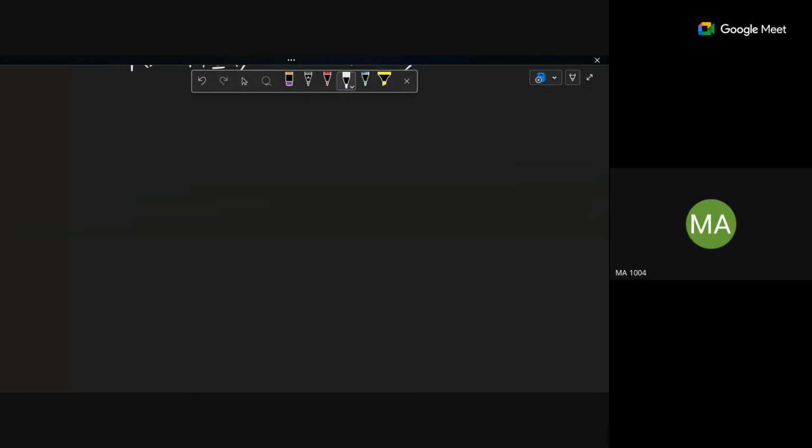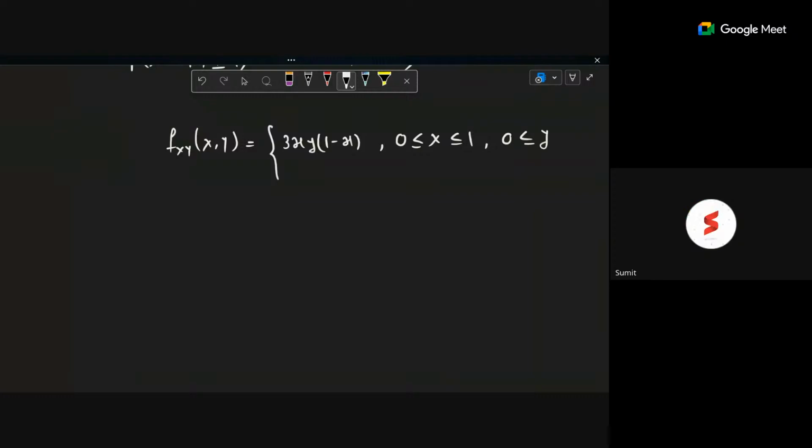Okay. Let me discuss. Then if you have doubt there, just clarify it, okay? So we have the joint PDF here, right? Fxy of x comma y, which is given as 3xy times 1 minus x for the range. The range for x is 0 to 1, and for y it is 0 to 2, and 0 otherwise. Fine.